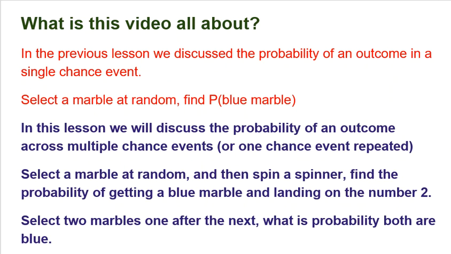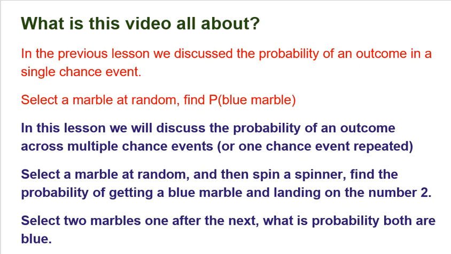Select a marble at random and then spin a spinner. So we've got two completely different chance events, selecting a marble and spinning a spinner, and we want to find the probability of getting a blue marble and landing on the number 2. So we're literally doing two chance events at the same time. Or again, as I said, maybe one chance event repeated.